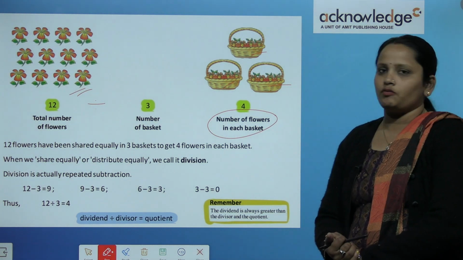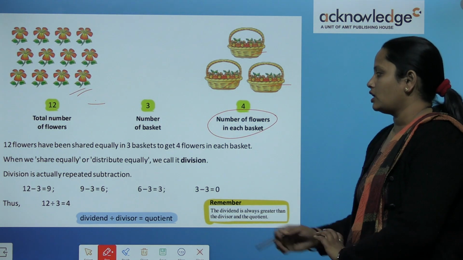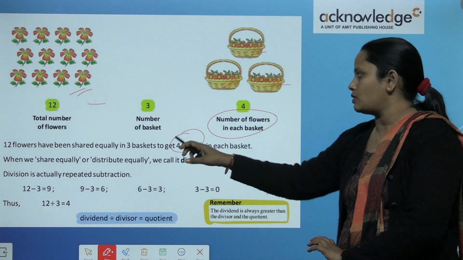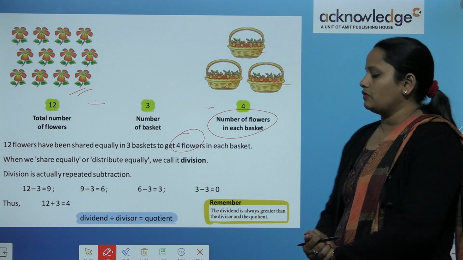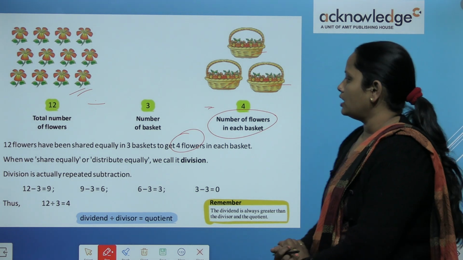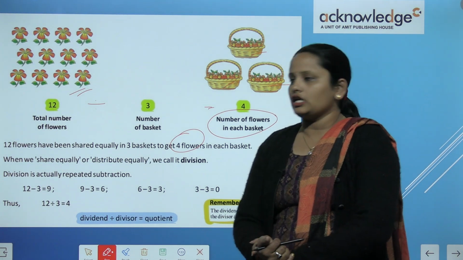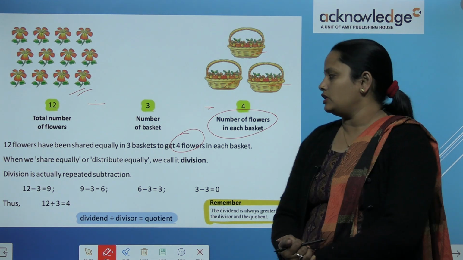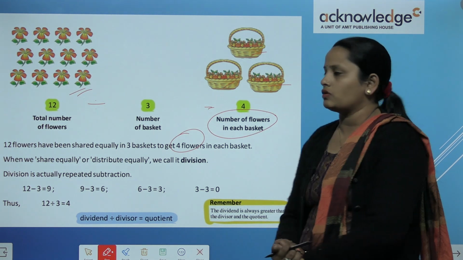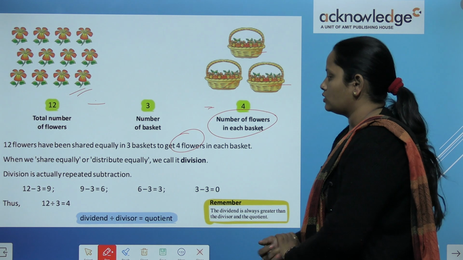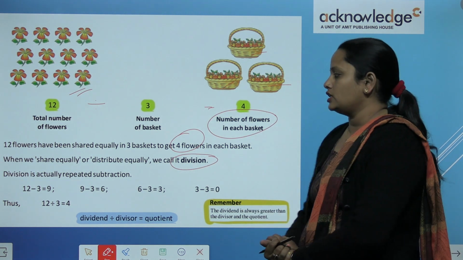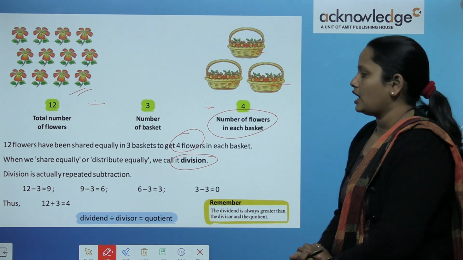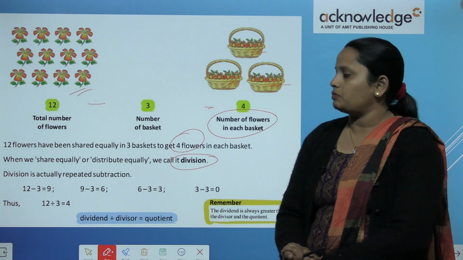12 flowers have been shared equally in 3 baskets to get 4 flowers in each basket. तो जब हमने 12 flowers को 3 basket में divide किया, we get 4 as the answer. When we share equally or distribute equally, we call it division. जब हम किसी चीज़ को equally share करते हैं या distribute करते हैं, उसे ही हम division कहते हैं. Division is actually repeated subtraction. Division क्या है? Subtraction को बार बार repeat करना.